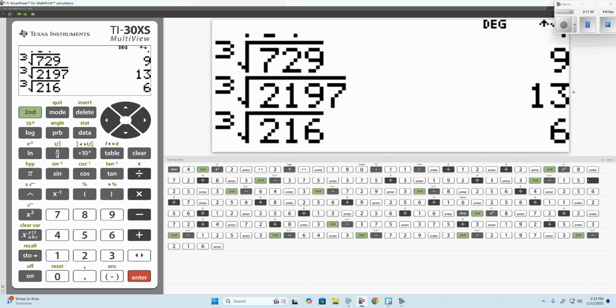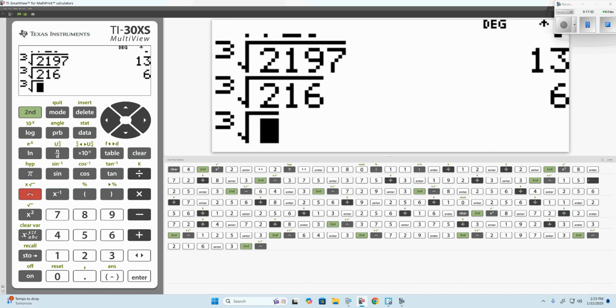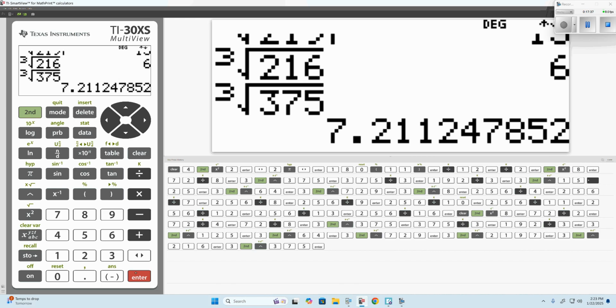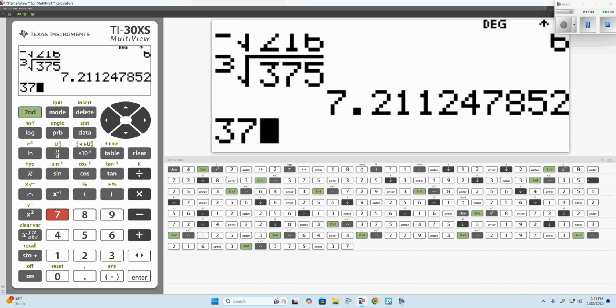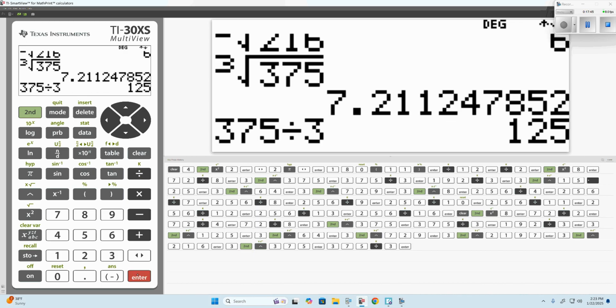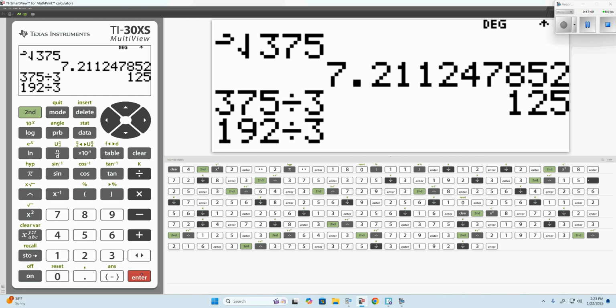Okay, so we can come over here and see what the cubed root of 375 is. Well, there is no cubed root. So there might be a greatest common factor. So there is a greatest common factor of 3.